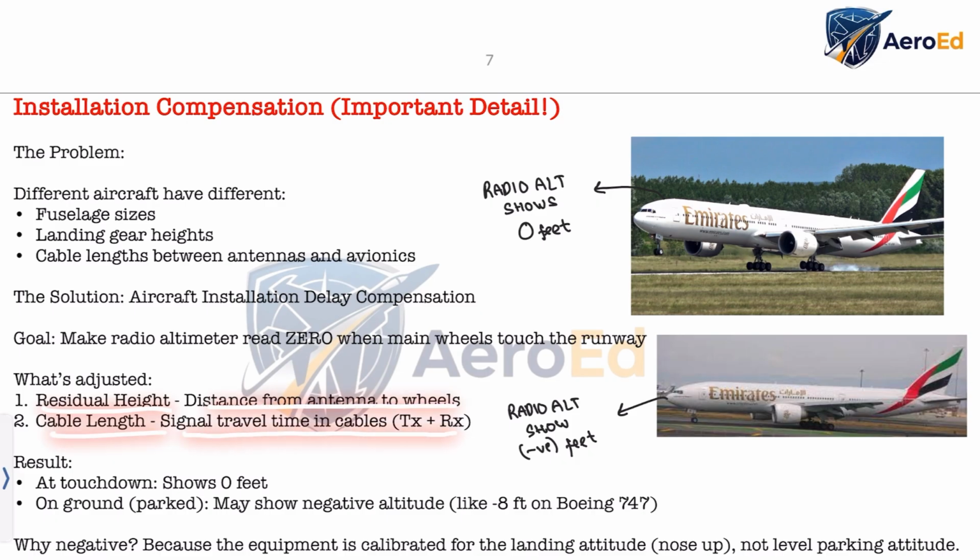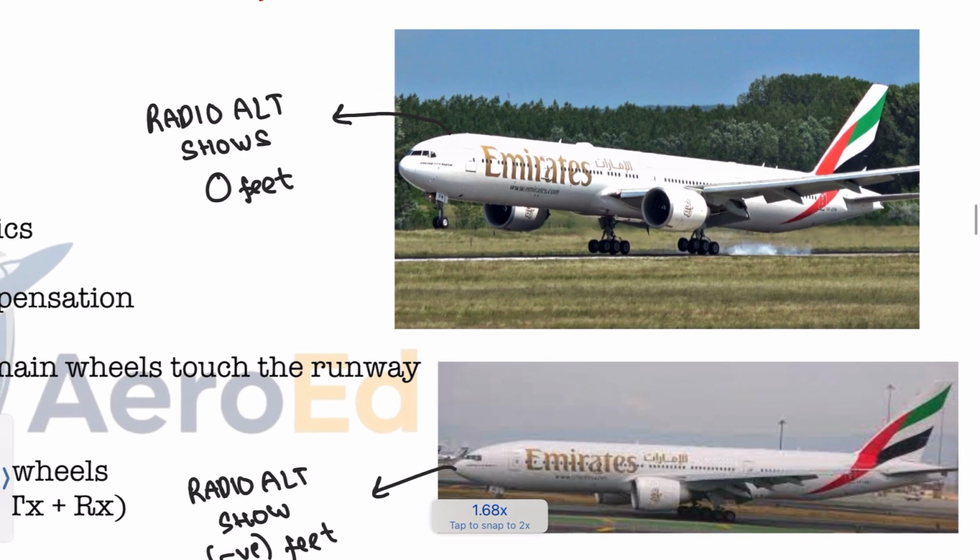So let me explain what happens here. As you can see in this image, the aircraft is landing and the wheels are touching the ground, right? So it has touched down. What this installation compensation is about is that they don't consider the height between the transmitter and the wheels. And thus in this attitude of the aircraft, at touchdown, the radio altimeter will show us 0.